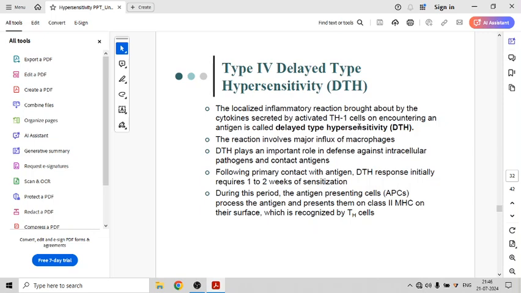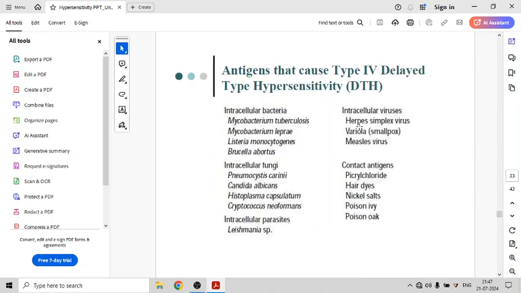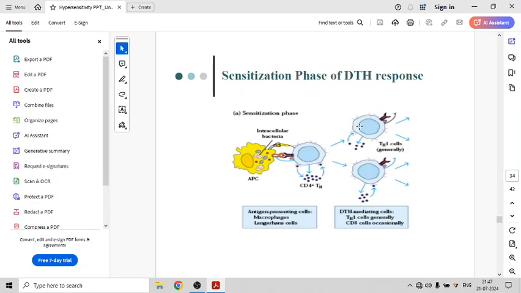The antigen presenting cells will process the antigen and present it on class 2 MHC. When the antigens are presented on class 2 MHC, Th1 cells get sensitized, they get activated, and the whole sequence of events can be shown in this manner.